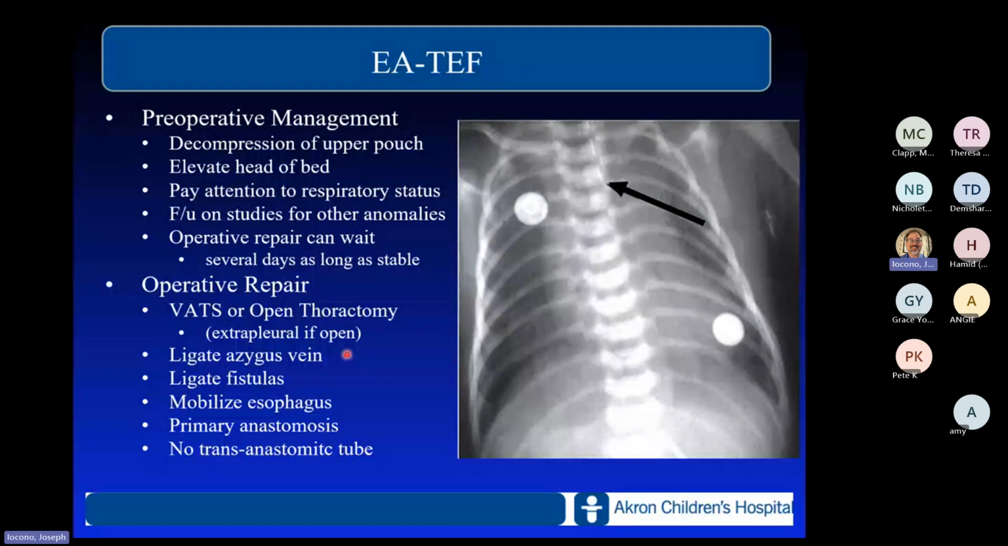One of the comments as to why you would do VATS versus open is that there is a perceived risk of scoliosis with open thoracotomies. And there is an increased risk of scoliosis in babies who had thoracotomies. Some people estimate as high as 25% of thoracotomies. That's the major reason why we're trying to do more with VATS instead of open thoracotomies.